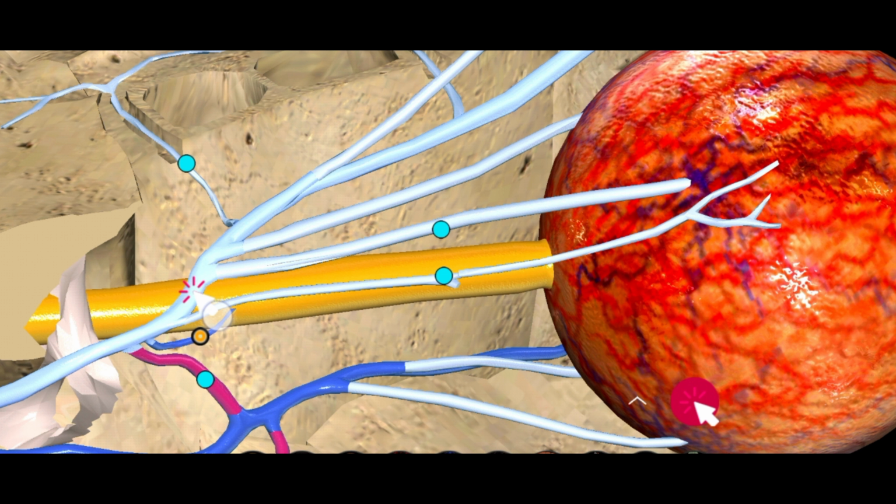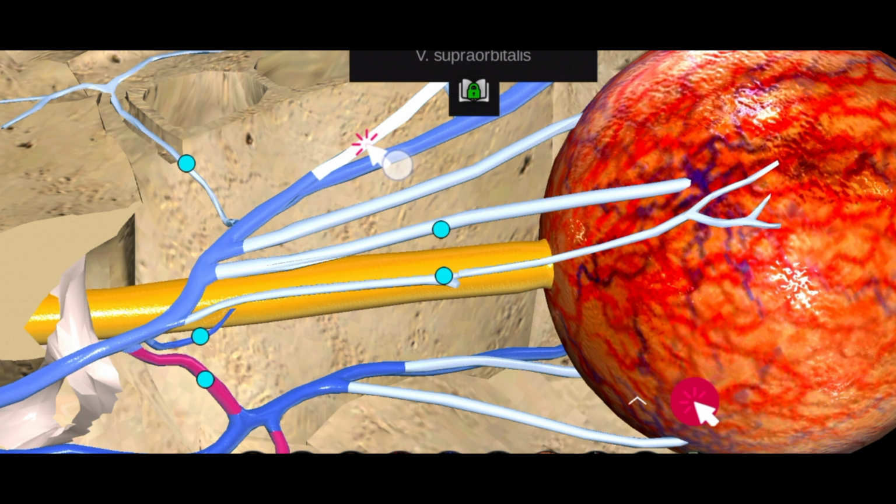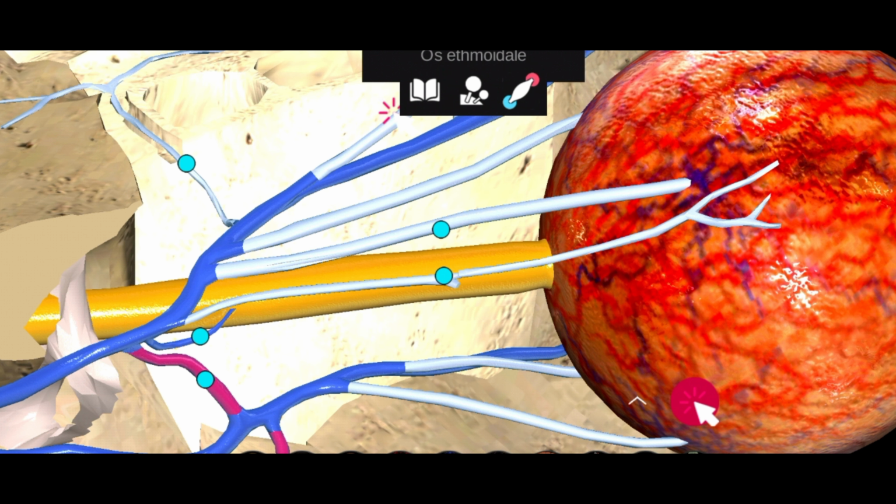This superior ophthalmic vein drains the venous blood from the structures of the upper orbit. From here you can see another branch. This is the supraorbital vein. It drains the venous blood from the upper eyelid, eyebrows and associated structures, and also from the forehead region.